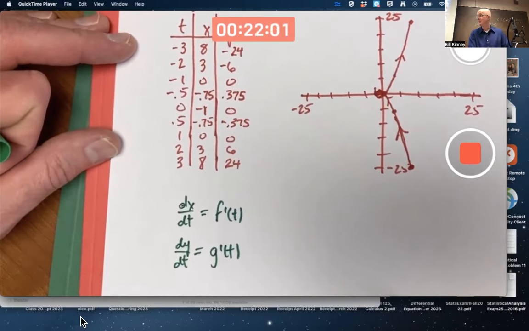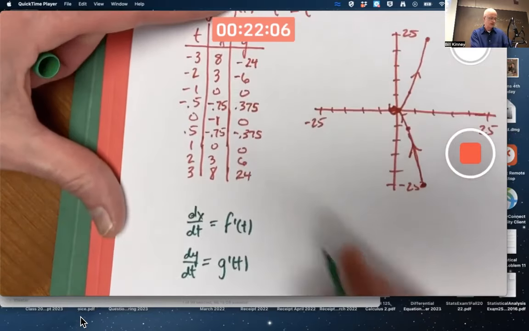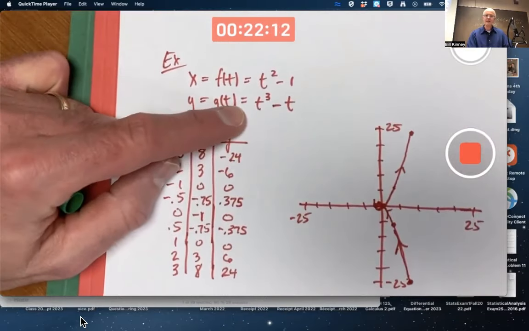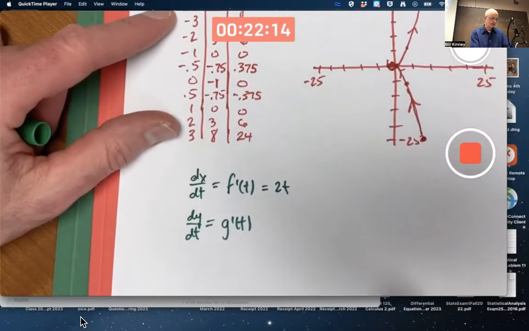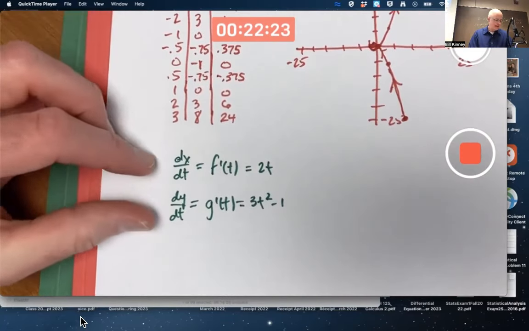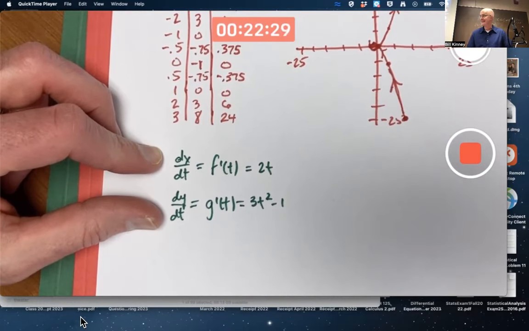And for this example, f is t squared minus 1, so f prime is 2t. G is t cubed minus t, so g prime is 3t squared minus 1. These are the x and y components, you could call them, of velocity. What is velocity? Velocity is really a vector. We're not going to talk about vectors in chapter 9, but we will starting in chapter 10.